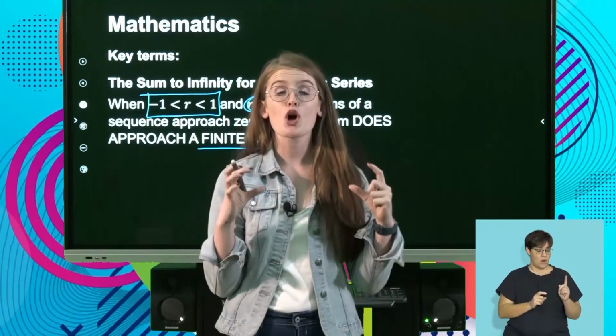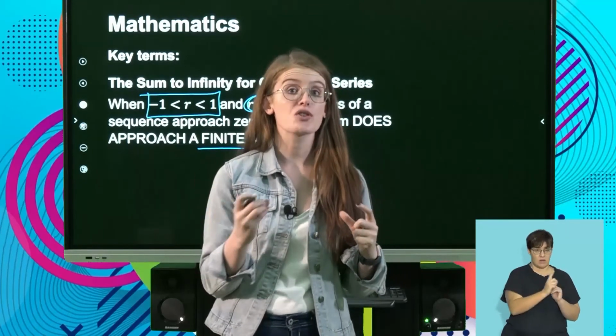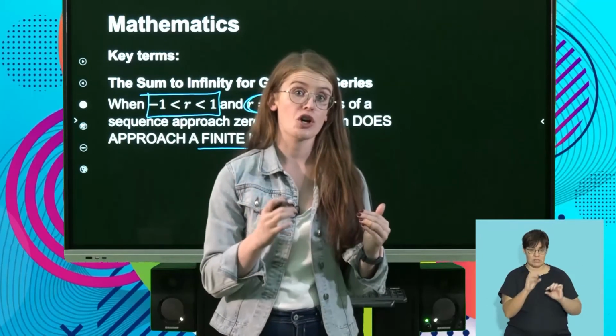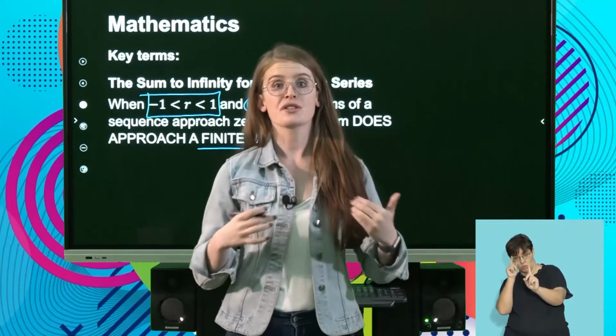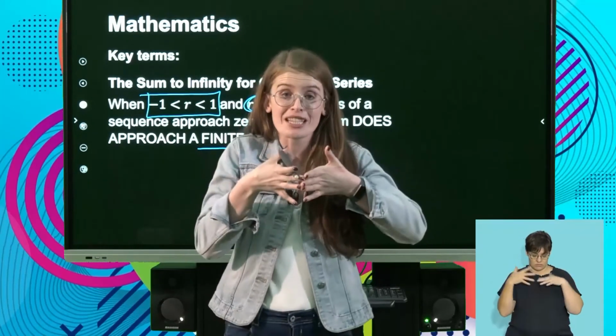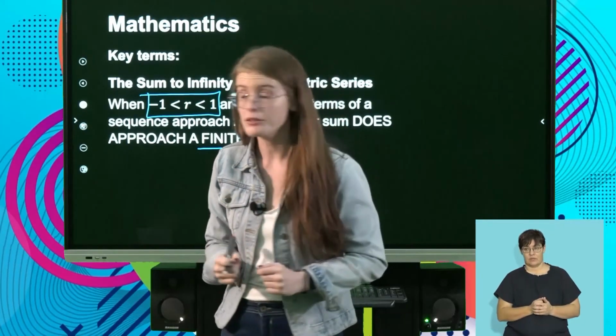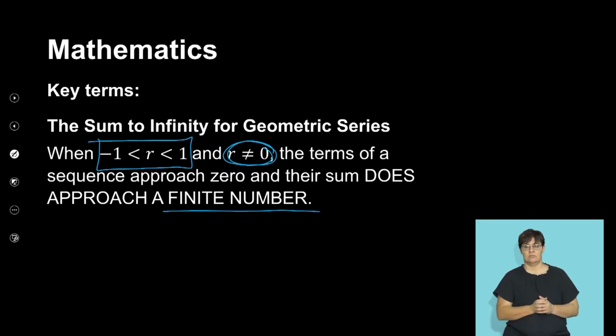The actual terms themselves get closer and closer to 0, and their sum gets closer and closer to one specific value. So in other words, the sum is converging, getting closer and closer to one value. Let's go back to the board.